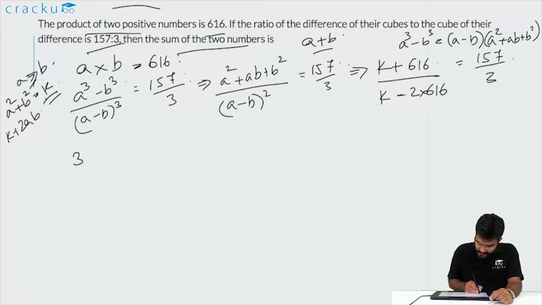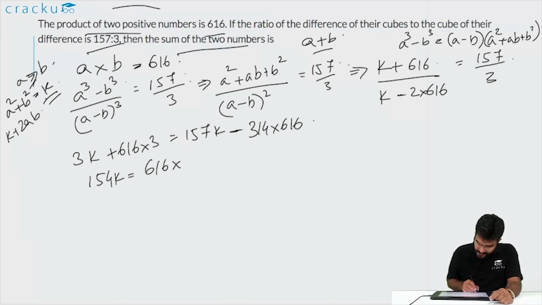So this will be 3 into k plus 616 into 3 is equal to 157k minus 157 into 2 is 314 into 616. If you simplify this, you are going to get 154k is equal to 616 into 314 plus 3 is 317. Now you can note that 154 into 4 is 616. So k is actually equal to 317 into 4. 317 into 4 is 1268.